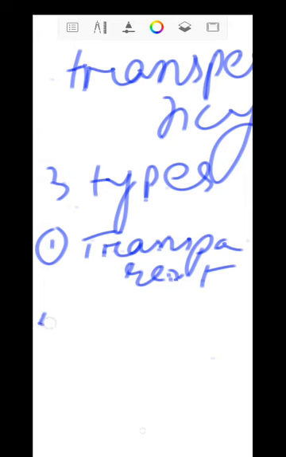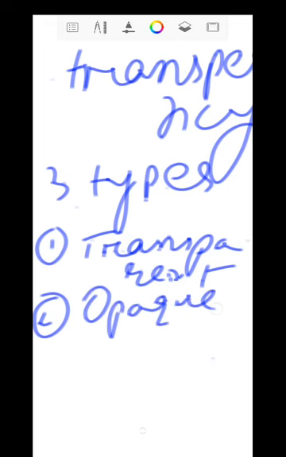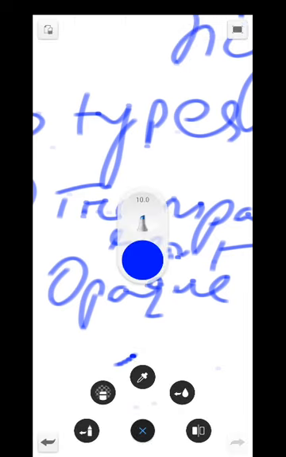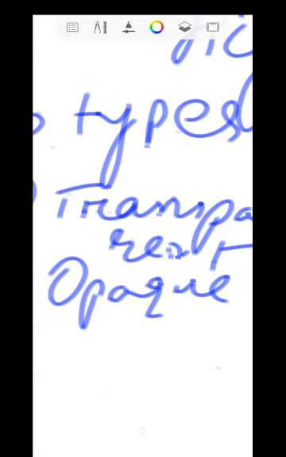The next one is the opaque object. The objects through which light cannot pass are called opaque objects. An opaque object can form the shadow. And now the third one is translucent.